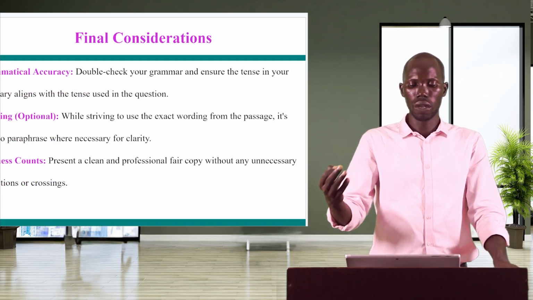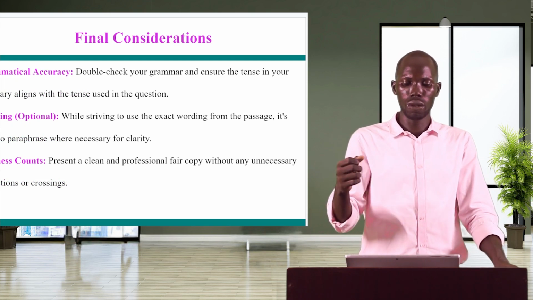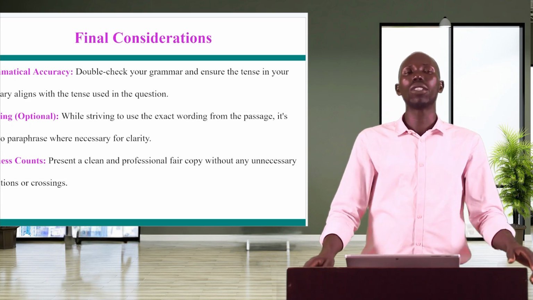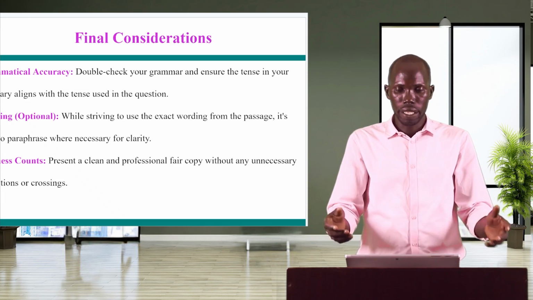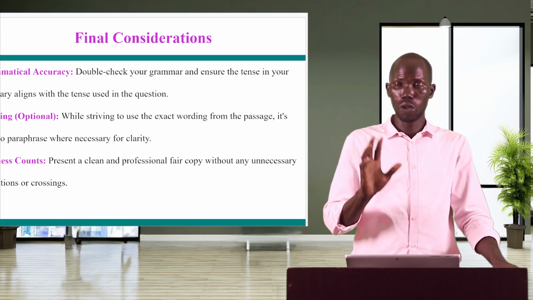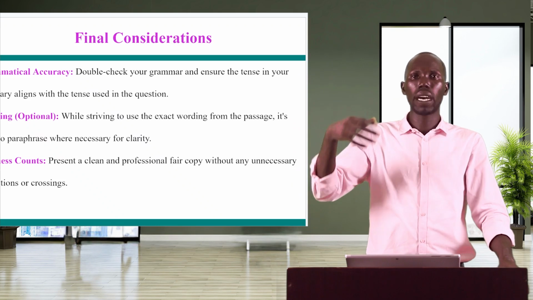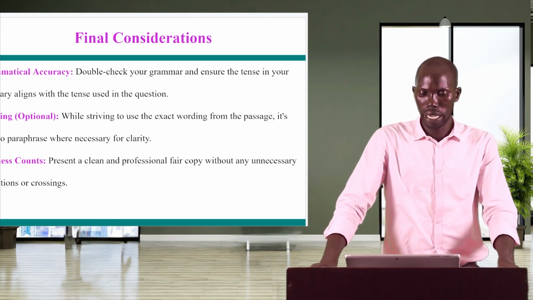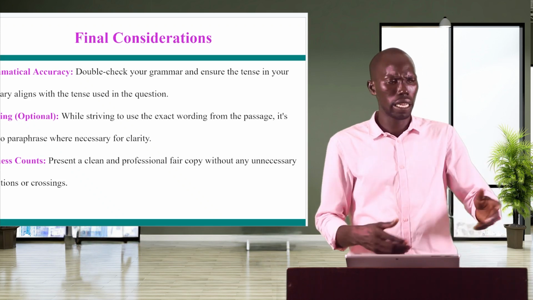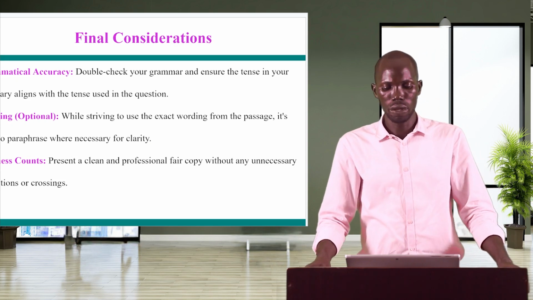You should double check your grammar and ensure that the tenses in your summary align with the tense used in the question. If the question says, how did, even your answer should reflect that tense. What is? Talk about a tense that refers to the current time. Assuming the text talks about the future, this shall have, this will, you look at the future possible tenses. So you need to double check your grammar so that the tenses come out clearly and align with the one that has been used in the question.